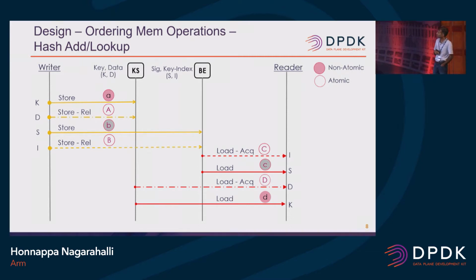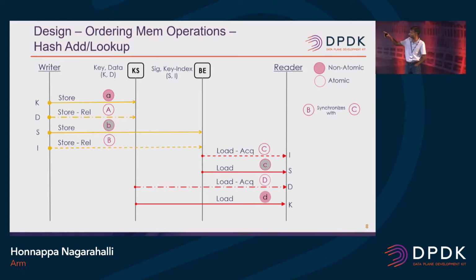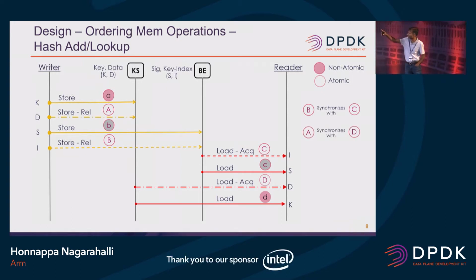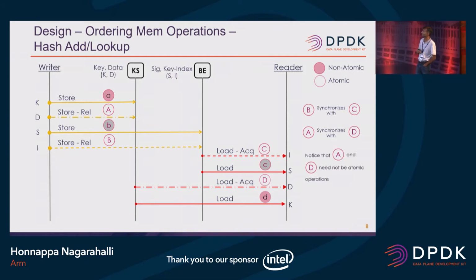The main synchronization that we want to have between the writer and the reader is B and C. But we also have the synchronization between A and D. And as far as the hash add is concerned, A and D synchronization is not needed.